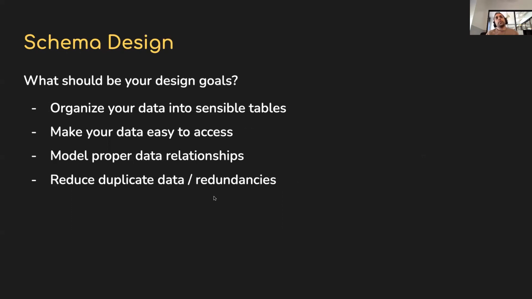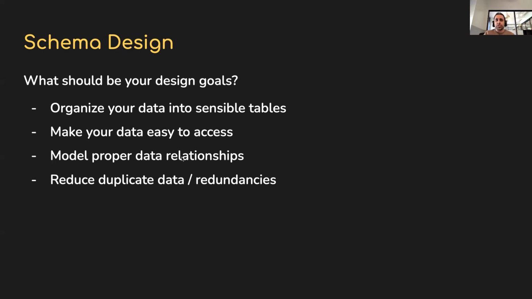All right, what should be your design goals? Obviously you want to create multiple tables. We don't want to just have one table to have all the data we're storing. That's usually not the best approach. We want modular sections where students have their own table that's separate from classes, that's separate from addresses, for example. Also makes it easier to access data.